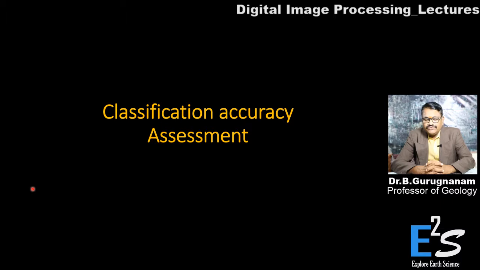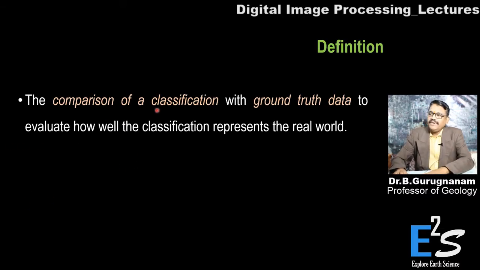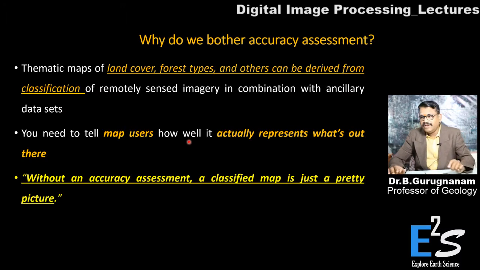So that is the understanding of accuracy. Now we are going to see how accuracy is assessed after preparing the classification map. The comparison of classification with ground truth data is called accuracy assessment. This is the definition: to evaluate how well your classified image is mapping with real world data.